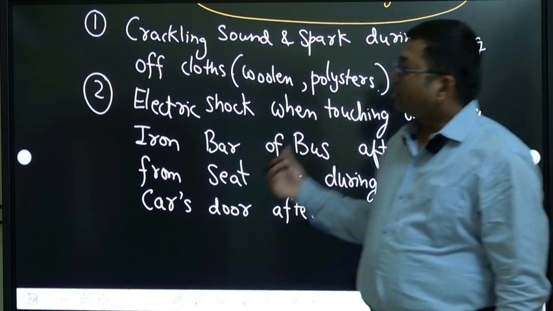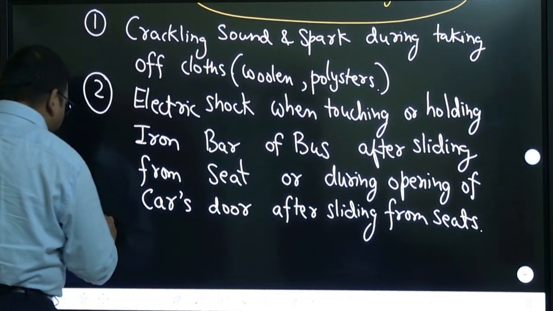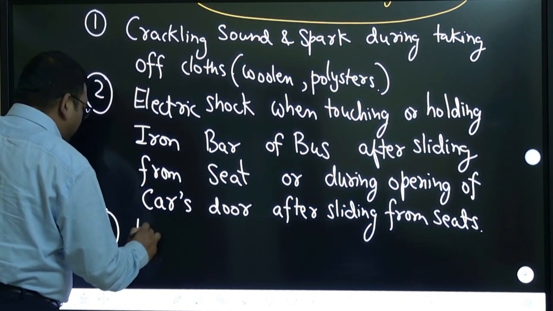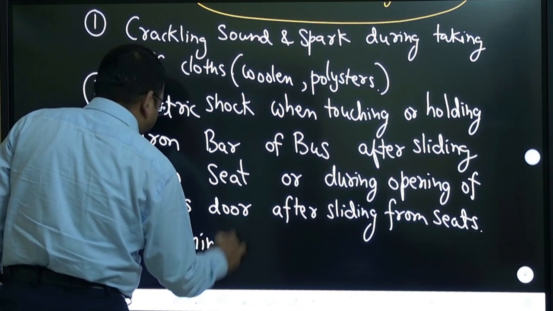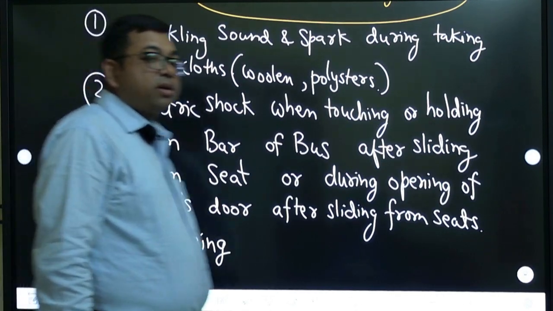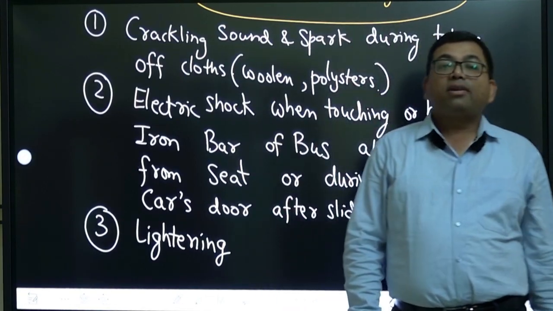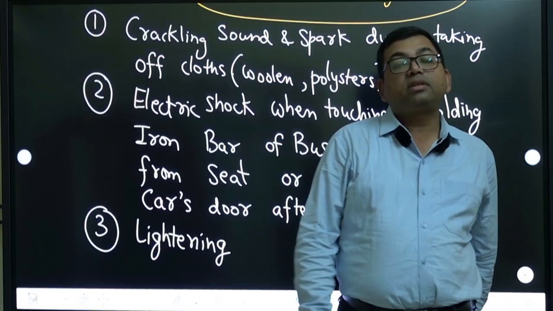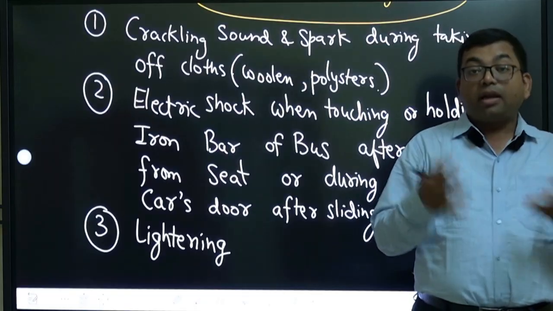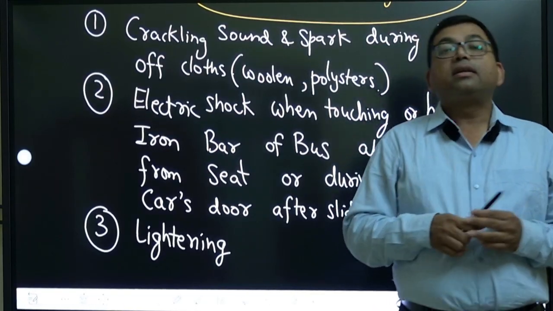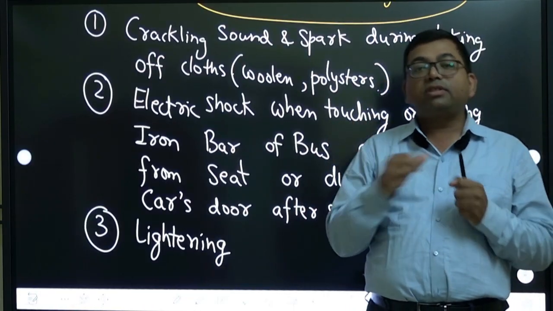Okay, so these two important things are given, and another example which is given is lightning. So these three important things are given in the introduction itself, but we need to probe further into these things, what is happening. Now these are phenomena which are related with static electricity, and we need to understand what is the physics behind that.